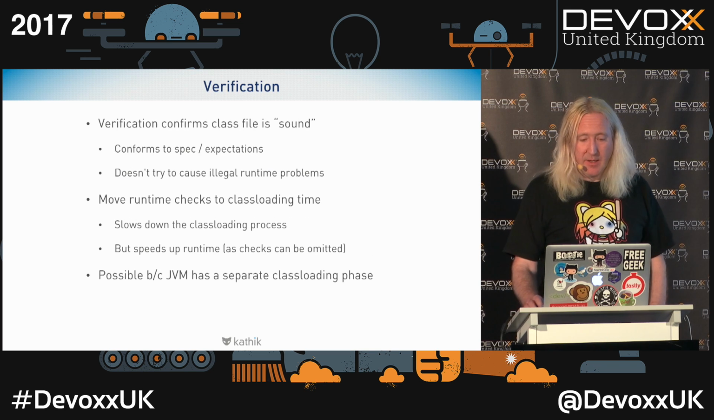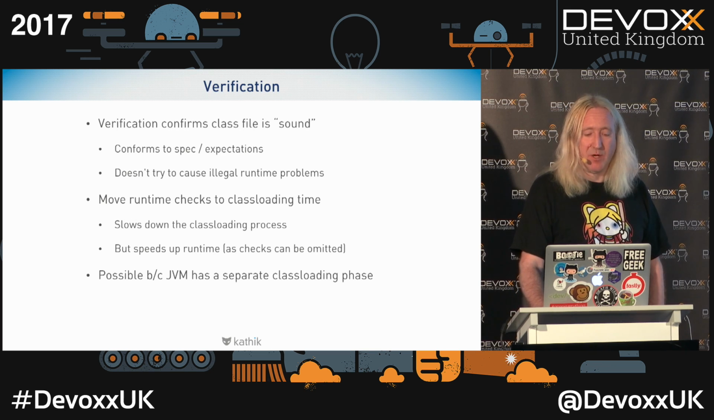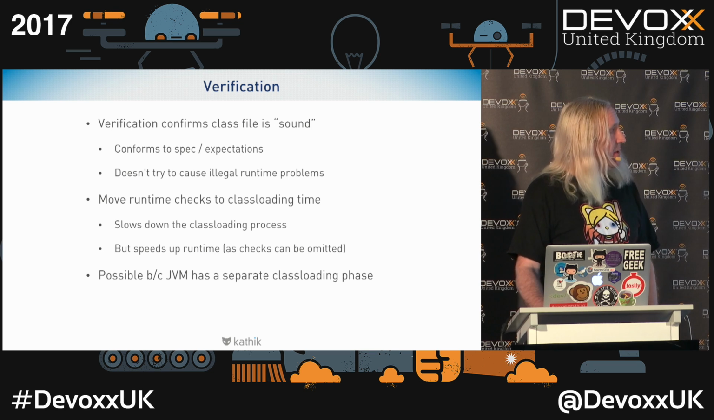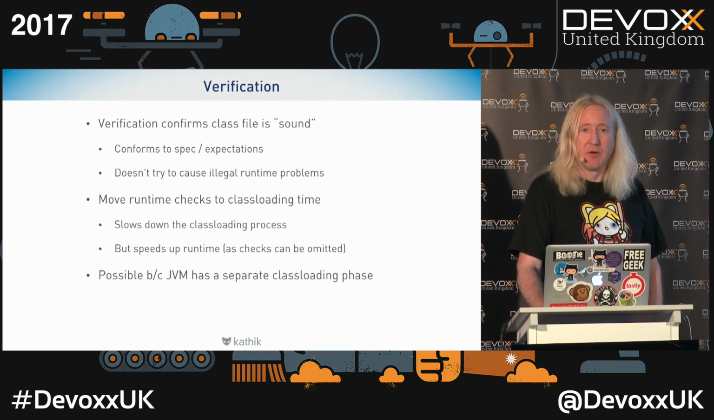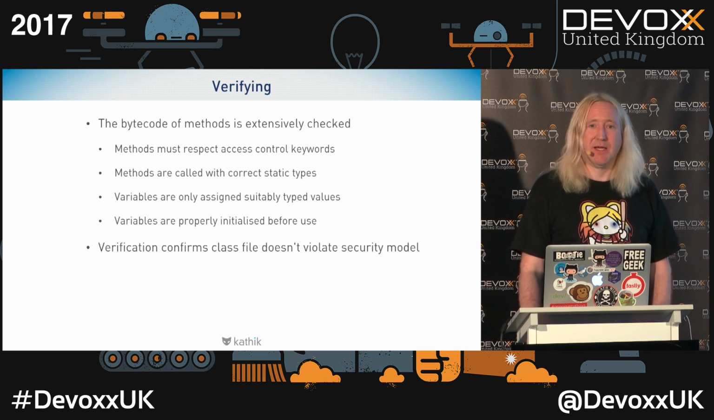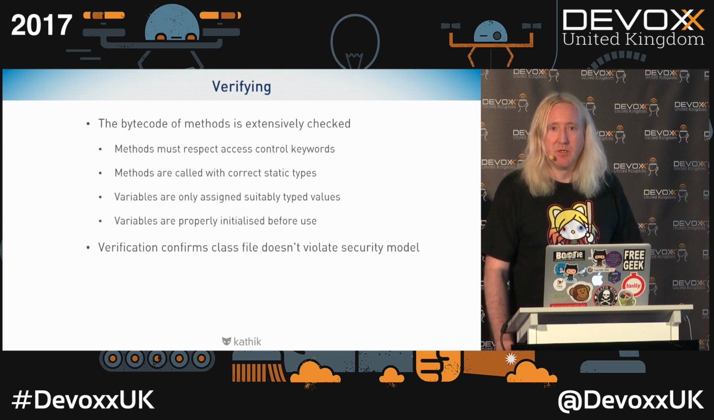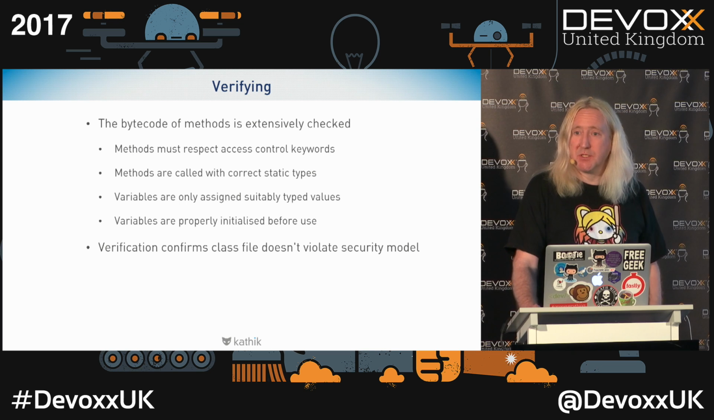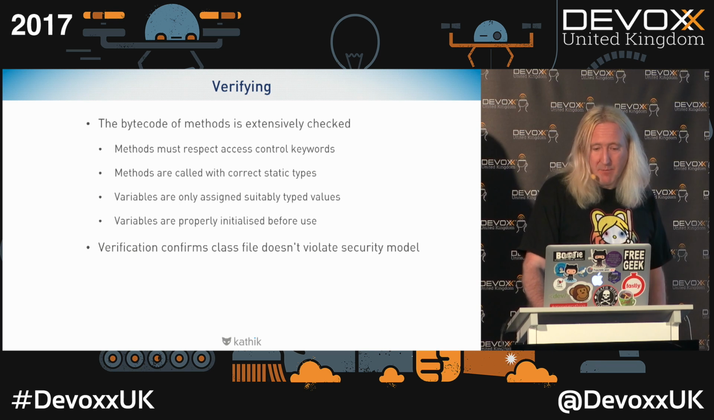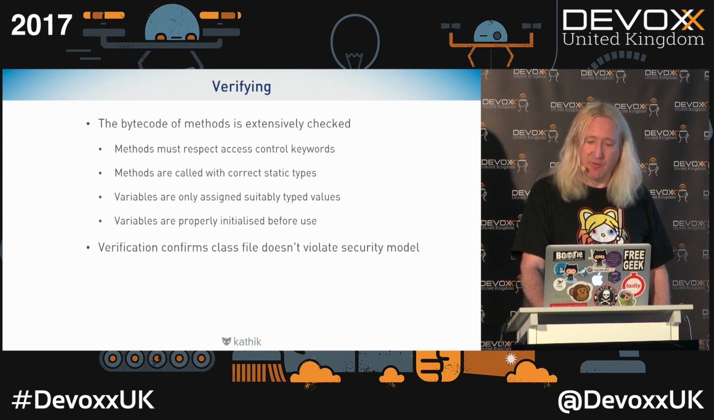So essentially what this breaks down to is that the class file that is a candidate to be loaded is not going to do anything illegal at runtime. So things like, do you respect access control keywords? Right? Are you trying to call somebody else's private methods? Again, Java won't emit code which does that, but I can write it. Do you have the correct static types for calling? Are you properly going to initialize your variables? All that kind of thing.